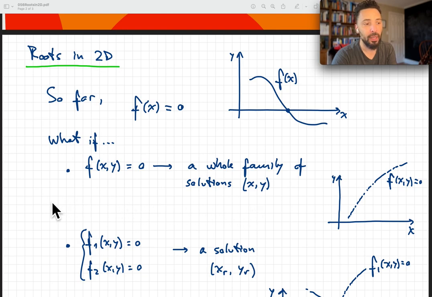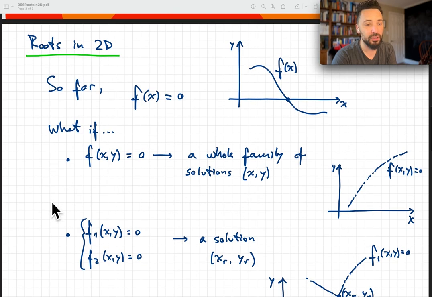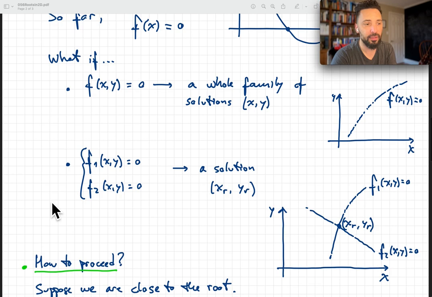Now, the case we're interested in for our current video is that we may have a situation like this, where we have f1 of x, y equal to 0 and f2 of x, y equal to 0. So we have two functions that have to satisfy this constraint, that they both have to vanish. And so then that will typically give you a specific solution that will be denoted here as xr, yr. So this is the root.